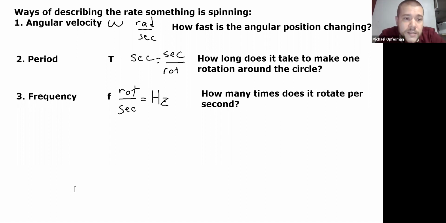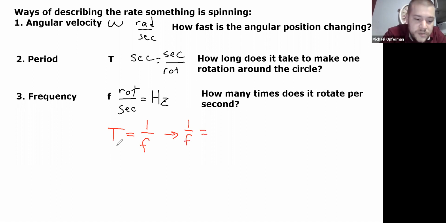Now, you'll notice a few things here. First of all, you'll notice that the frequency is rotations per second. The period is seconds per rotation. So as you would probably guess from just looking at the units, the frequency and the period are inverses of each other. So if you want to know the period, just take 1 over the frequency. If you want to know the frequency, take 1 over the period.